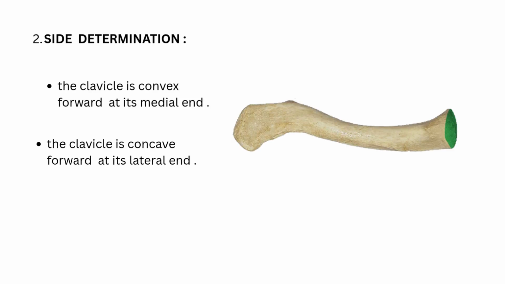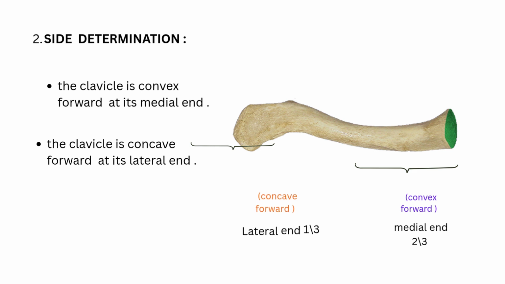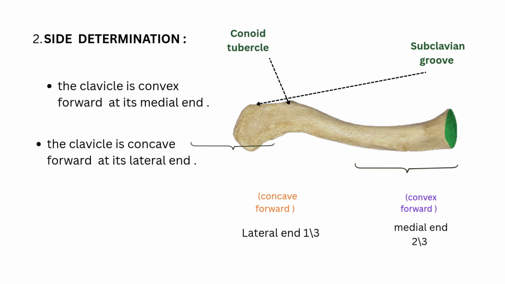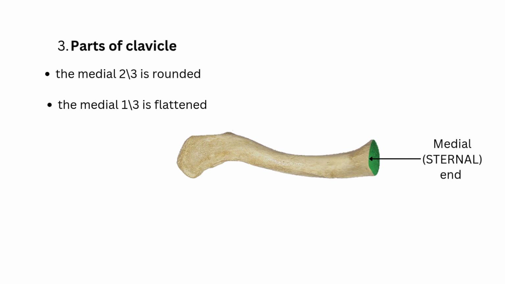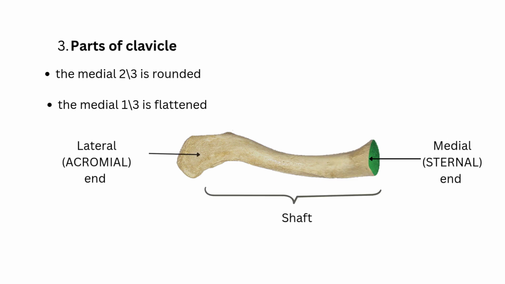Side determination. The lateral end is flat and the medial end is large and quadrilateral. The shaft is slightly curved, so that it is convex forwards in its medial 2/3, and concave forwards in its lateral 1/3. Inferior surface has subclavian groove, conoid tubercle, posterolateral. Parts of clavicle: medial sternal end, lateral acromial end and shaft.